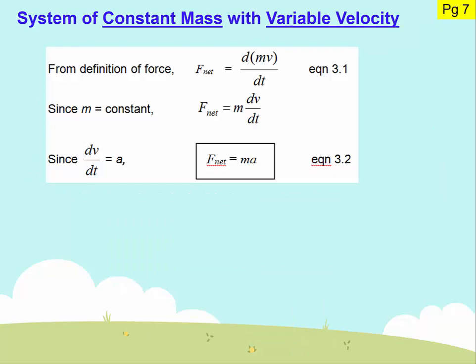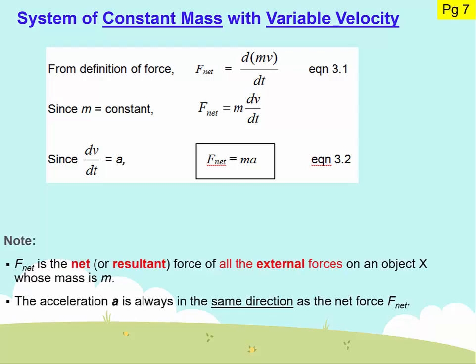For a system of constant mass, where velocity is the one that changes, we can use the definition from Newton's second law, F net equals d(mv)/dt. Since m is constant, you can bring it out, so we are left with m dv/dt. And since dv/dt is acceleration, F net equals ma. So this is how you get F equals ma, which you learned in secondary school.